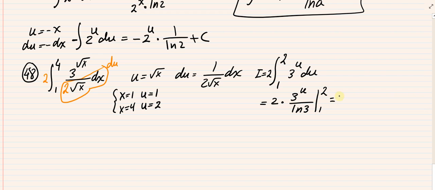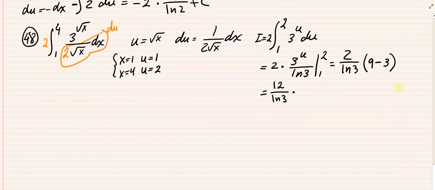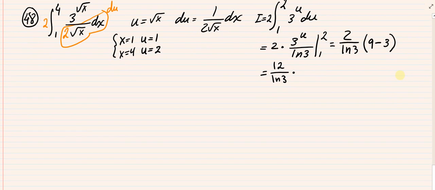So plug in the upper limit, that's going to be 3 squared. Oh, let me factor 2 over natural log of 3 out. So plug in a 2 for u, I get 3 squared, 9, minus plug in a 1, you get 3. 3 to the first is 3, 9 minus 3 in parentheses, 6, times 2 is 12. So the answer is 12 divided by natural log of 3. And there you have number 48.